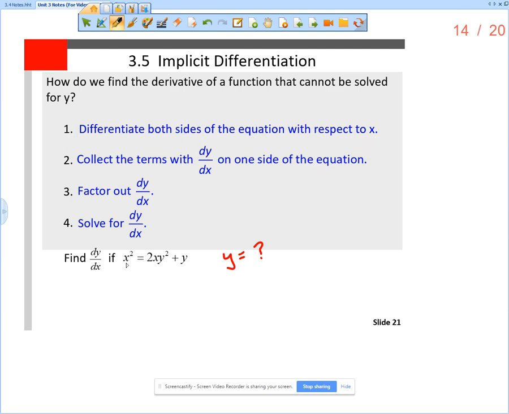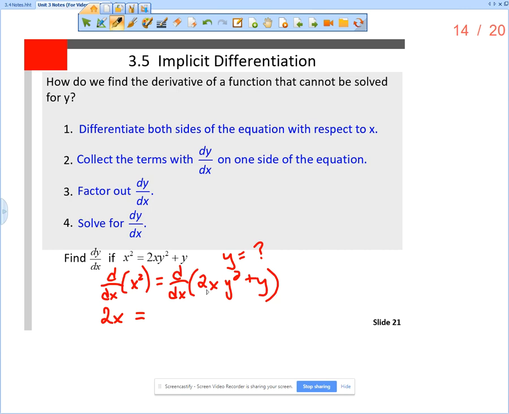Down here I have x squared on the left side. So d/dx of x squared equals, and then I'm going to take the derivative with respect to x of the other side, 2xy squared plus y. Now it says to differentiate. On the left side, what is the derivative with respect to x of x squared? Well, that's just 2x equals. Now on the right side, I have the derivative with respect to x of 2xy squared plus y.